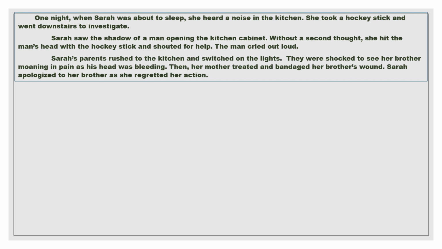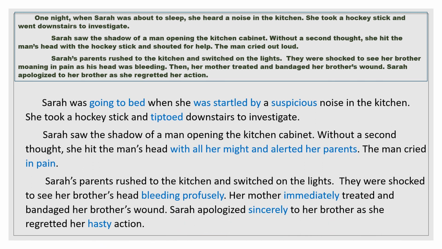Okay, I'll show you an example. Now, Sarah was going to bed instead of about to sleep. She was going to bed when she was startled. Now, startled meaning terkejut. It's like shocked. Okay, another word for shocked is startled by a suspicious noise in the kitchen. Suspicious here means 可疑的. Okay, mencurigakan. Alright, a very suspicious noise in the kitchen. She took a hockey stick and tiptoed instead of went downstairs or walked downstairs, tiptoed downstairs to investigate. Tiptoe means 静悄悄地走, very 静静.